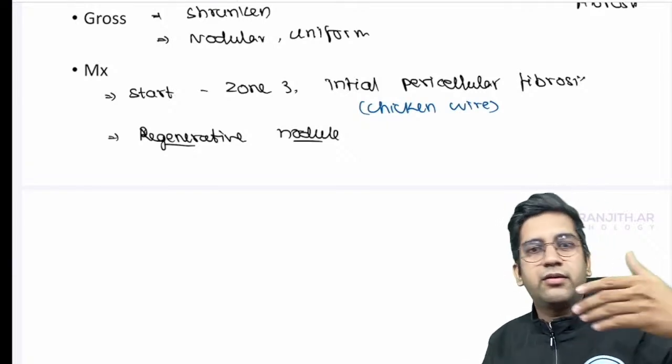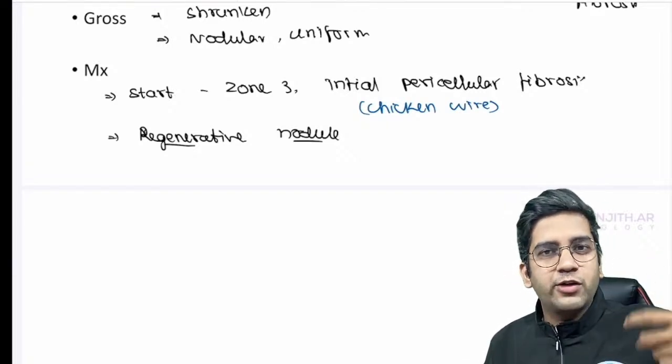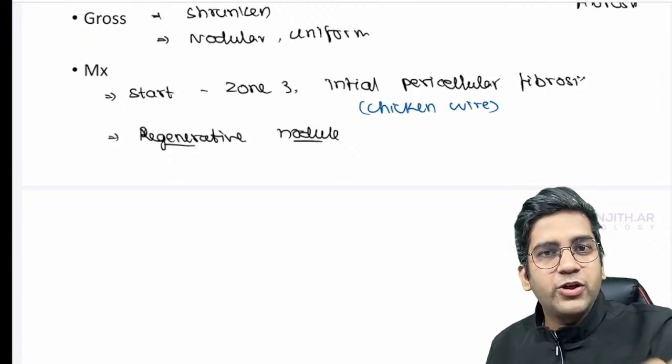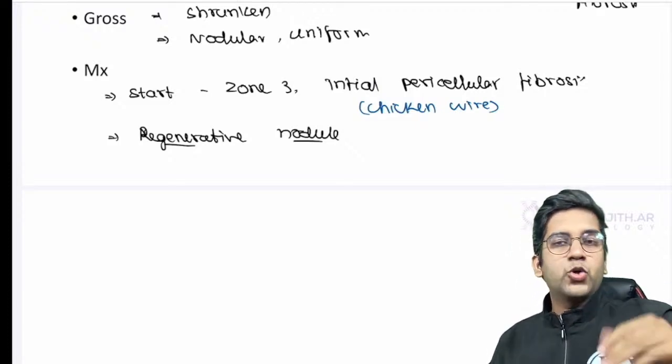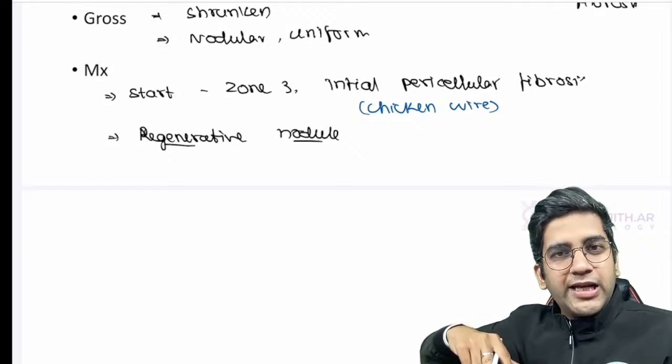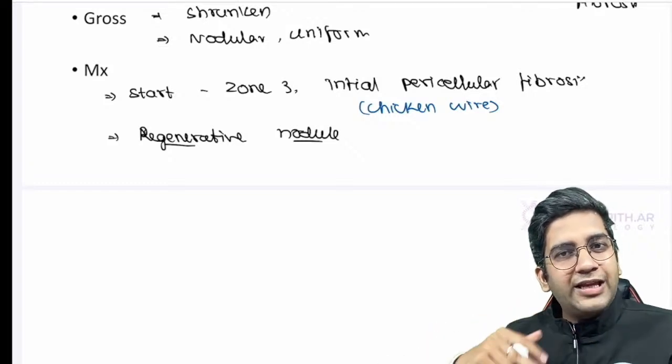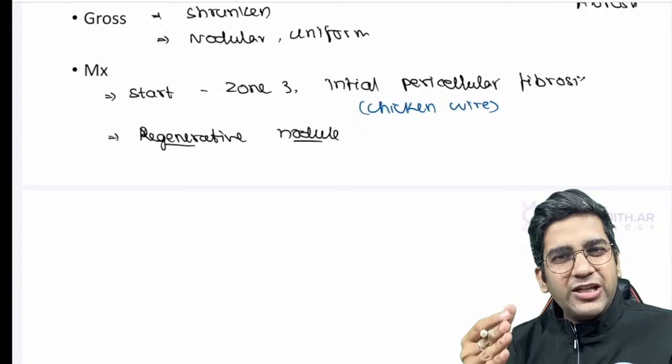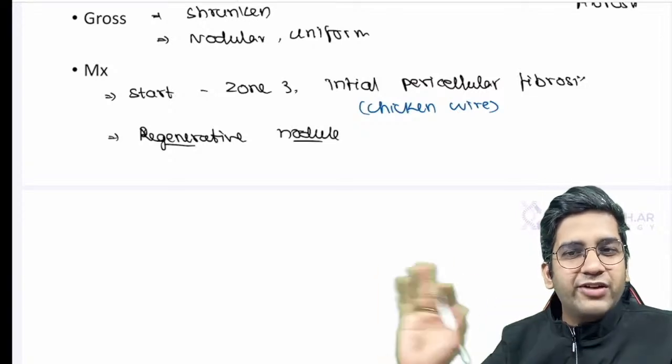Zone 3, I'm not sure whether to call it outermost or innermost. Close to the central vein, we call it zone 3. Close to the portal triad, we call it zone 1. There are vascular zones. The portal triad will have your portal vein and hepatic artery. So the one which is very close is zone 1. Farther away is zone 3.